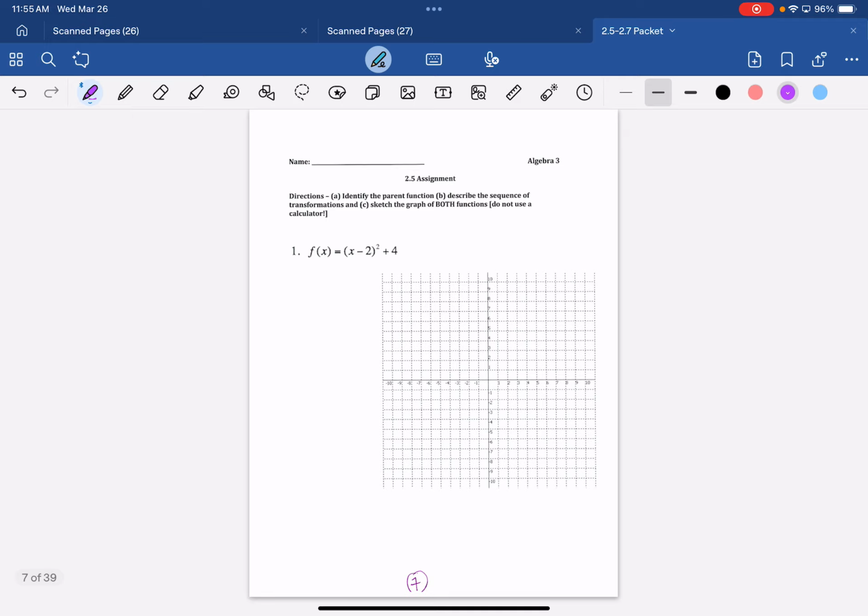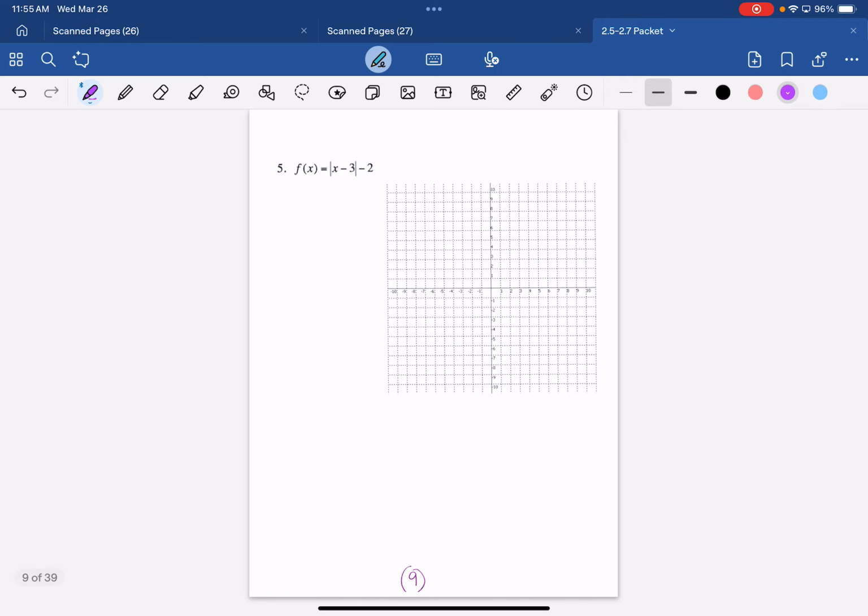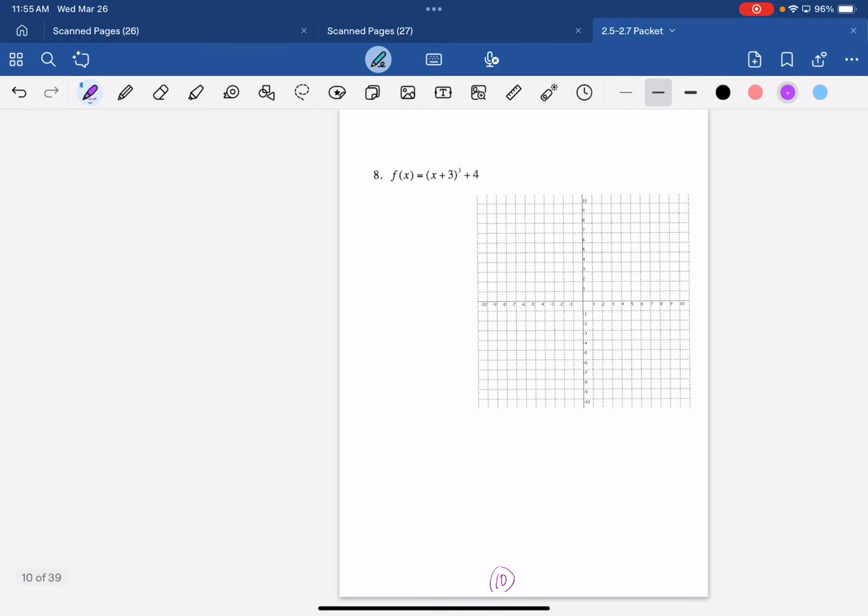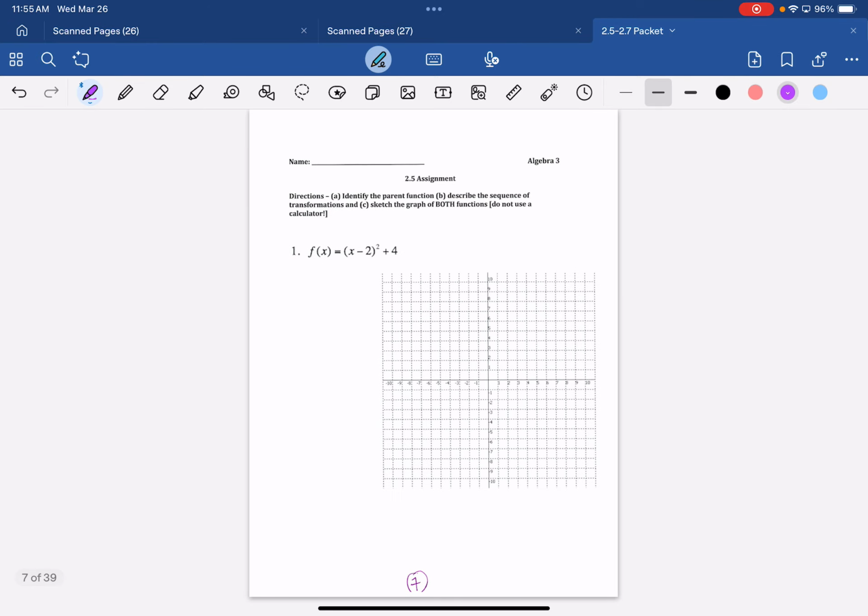Today, your only homework is in our packet. It's pages 7, 8, 9, and 10. So 4 problems. This is your homework. There is a spot in Schoology if you would like to just submit your answers there. It's not like a picture upload. It's like drop-down menus, and you'll fill in the blanks where I tell you.